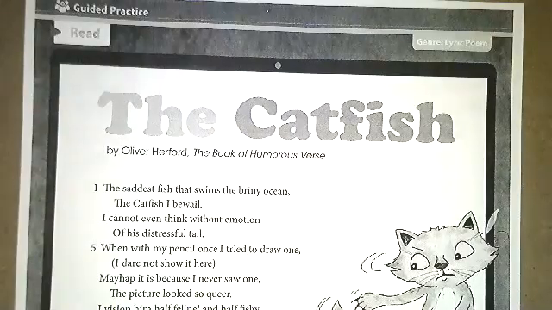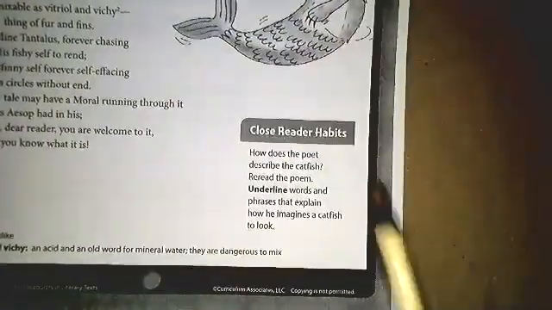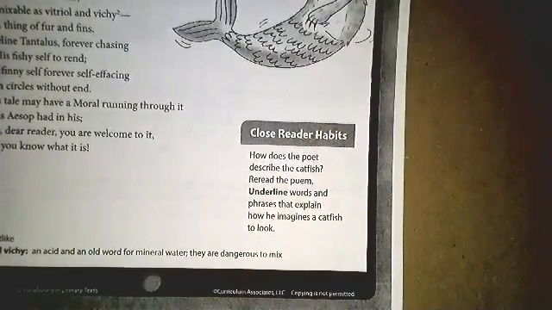In this video lesson, we are going to be working through Lesson 17, Understanding Vocabulary and Literary Text. This will be pages 274, 275, and 277. The Catfish. Looking at the bottom right corner, I'm going to go ahead and read the Close Reader Habits. How does the poet describe the catfish?